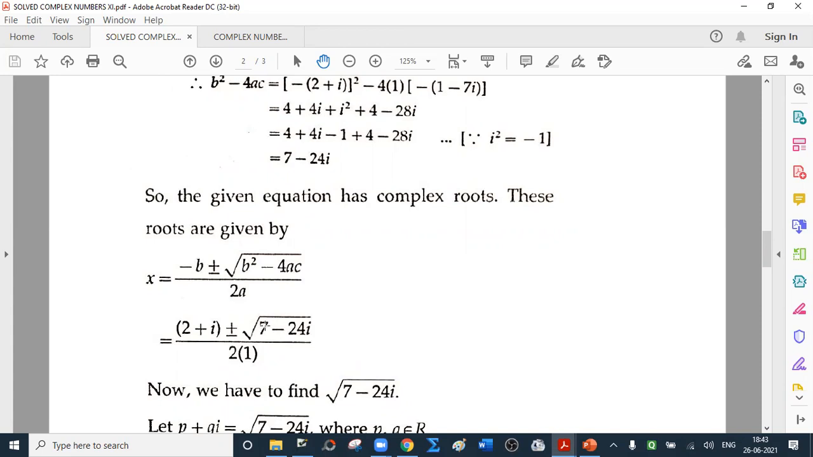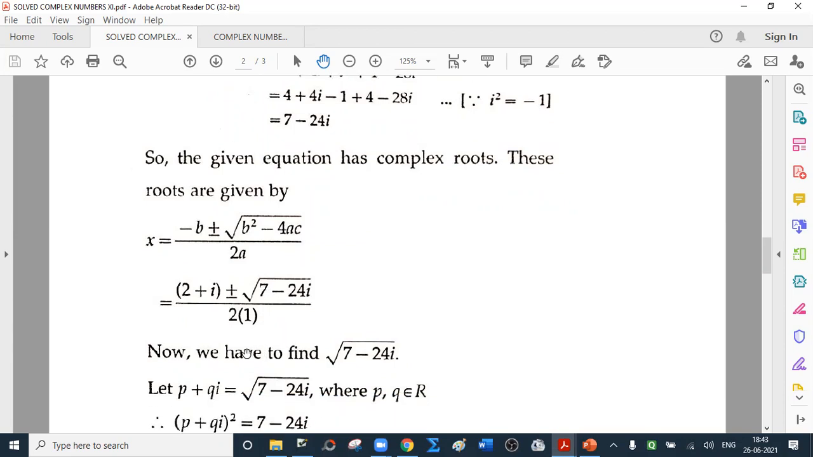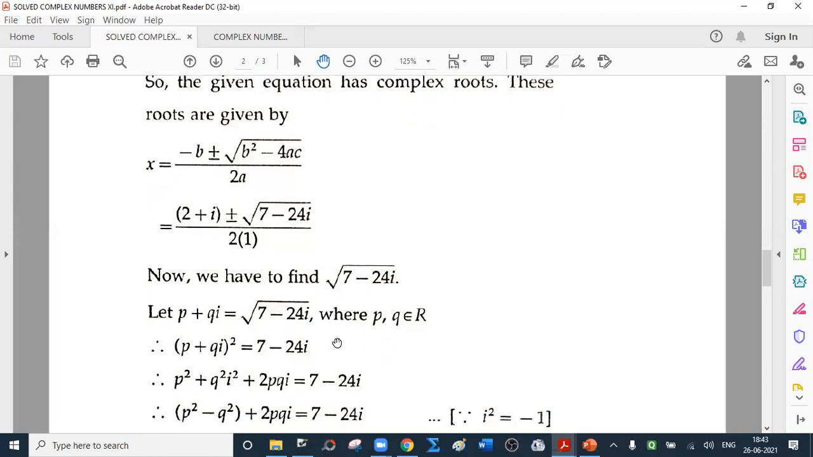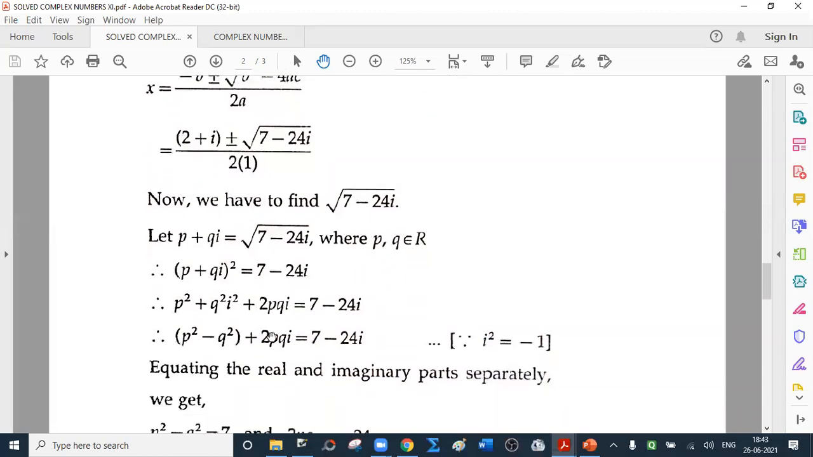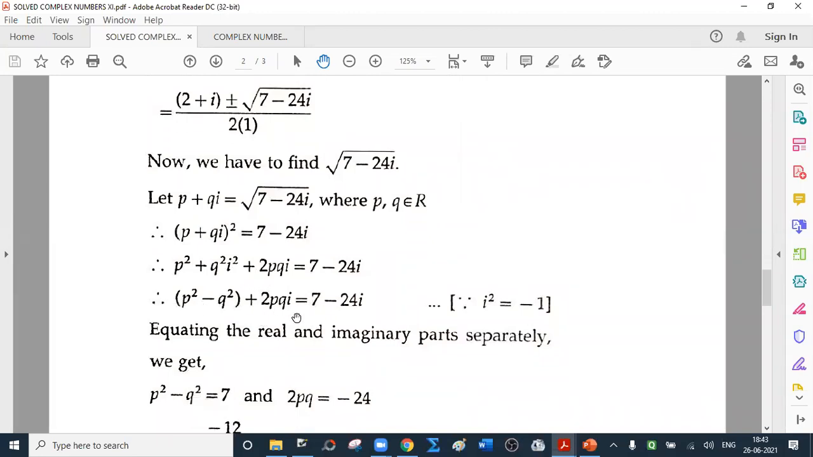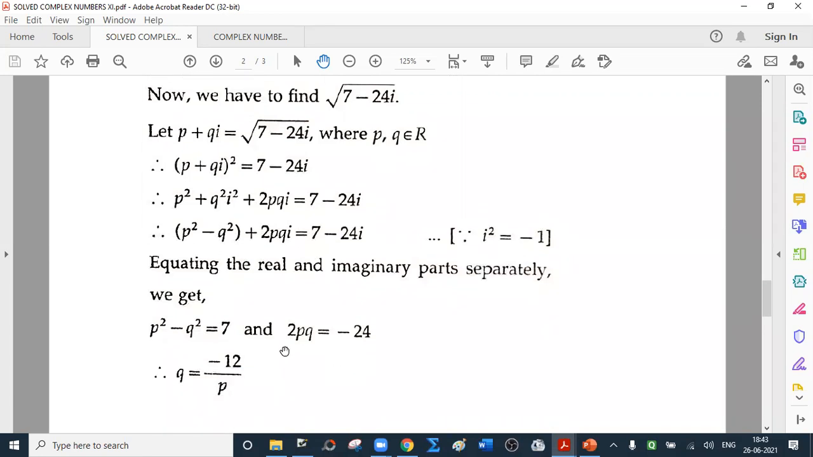So solving or finding roots of a quadratic equation, you have to write this separately. We have to find root 7 minus 24i. Let root 7 minus 24i be p plus qi, where p and q are real numbers. Square, same practice. Equate real and imaginary parts separately. So p square minus q square is 7 and twice pq is minus 24. So what is q? Minus 12 by p. Put this value in above equation.